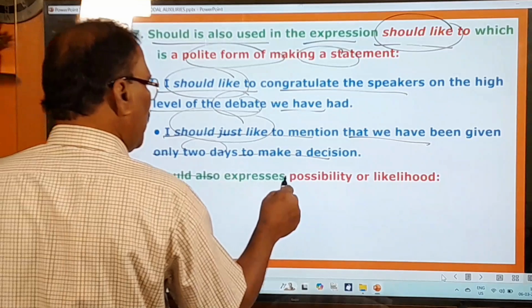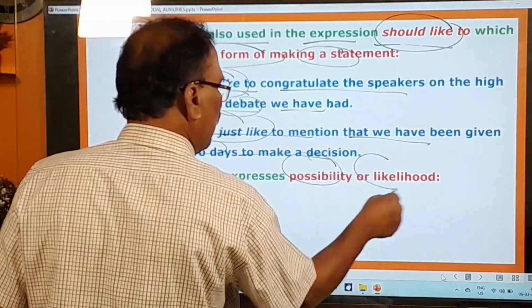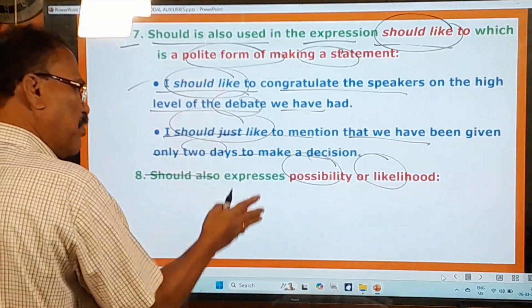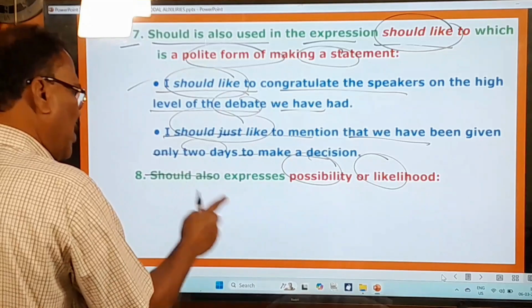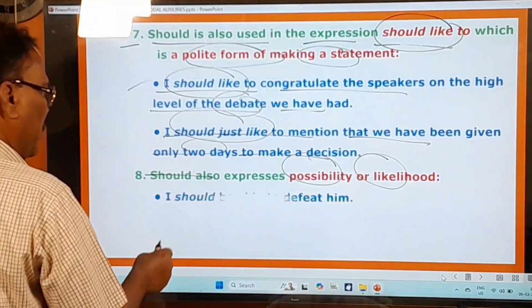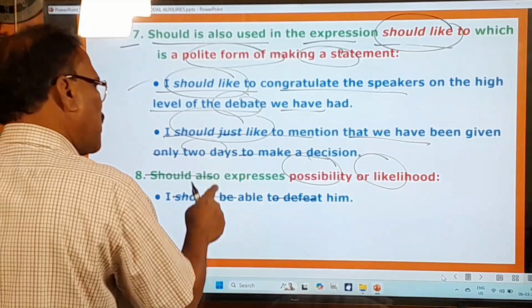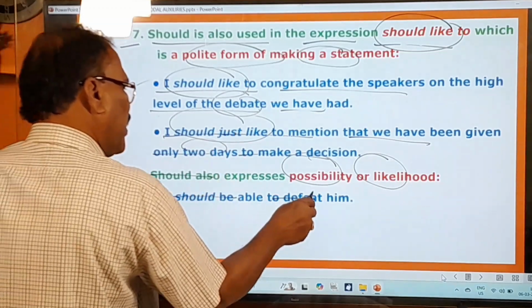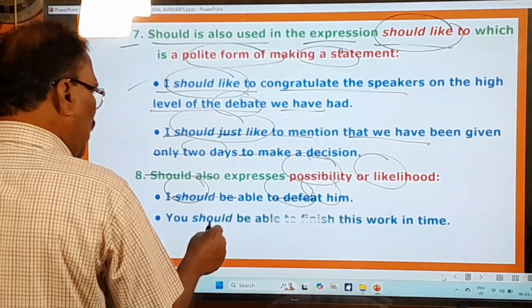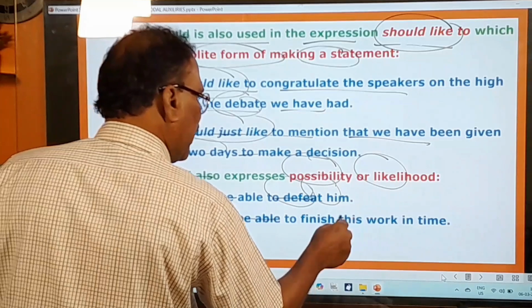Should is also used to express possibility or likelihood. So for indicating possibility or likelihood, should is used. How? Here you pay attention. I should be able to defeat him. So that means there is a possibility for me to defeat this person. You should be able to finish this work in time.